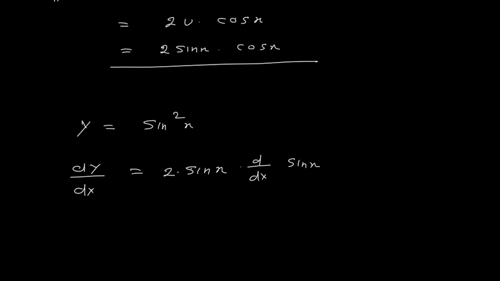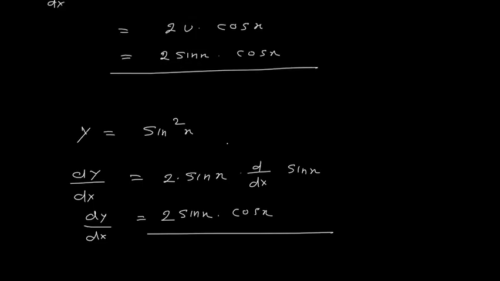So first differentiate the outer function, considering the inner function as a variable, then differentiate the inner function. This inner function could also be a composite function, so keep on doing like this and you will get the answer. So here I will get the answer as 2 into sin x into cos x. So dy upon dx is 2 sin x into cos x. This is how we differentiate a composite function.